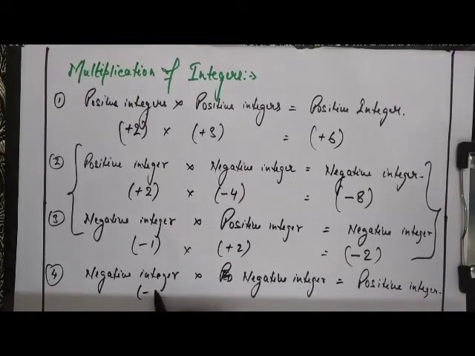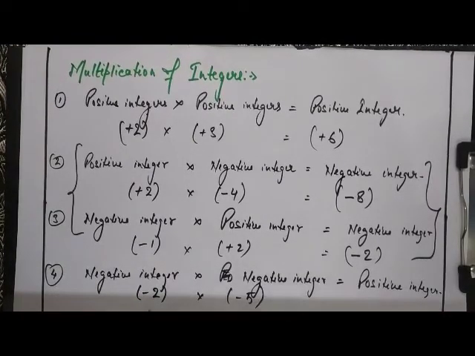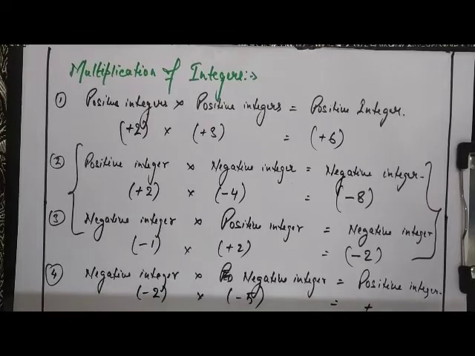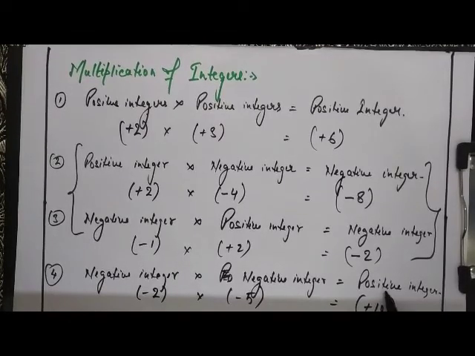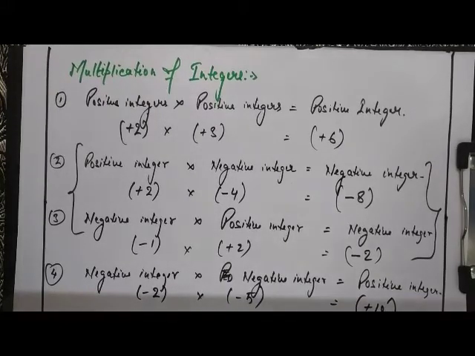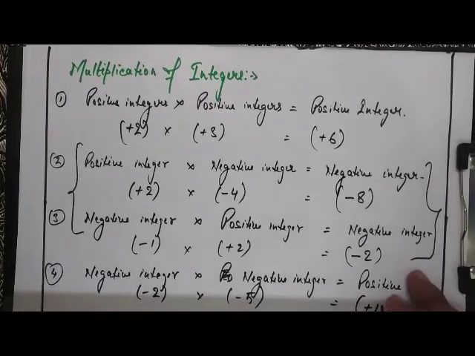Let's take one number that is -2 and one number that is -5. They both are negative numbers, negative integers. Let's multiply them. Minus into minus gives you plus. 2 5s are 10. So can you see that the answer is a positive integer? So this is the basic concept of multiplication of integers. Pause this video for a while. Note down this content in your copy.